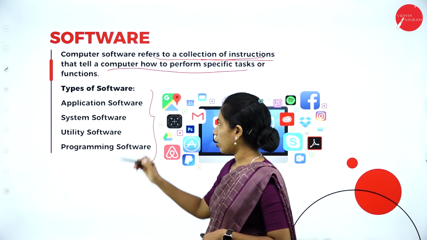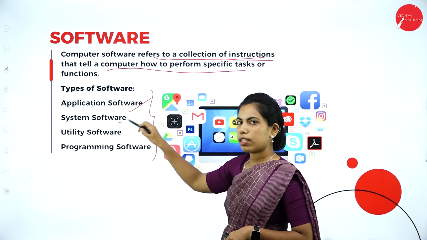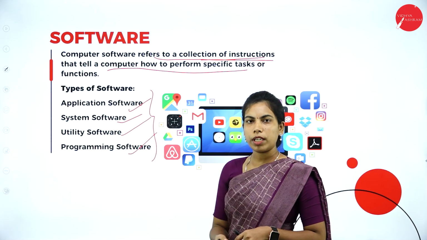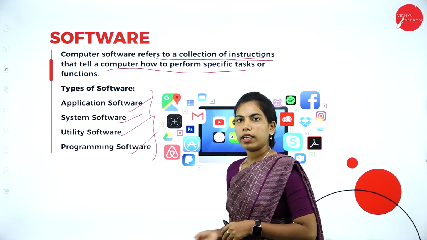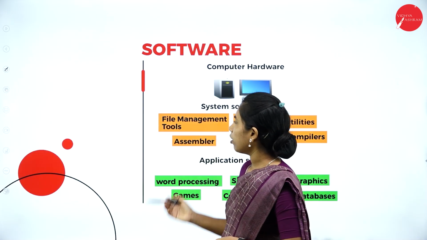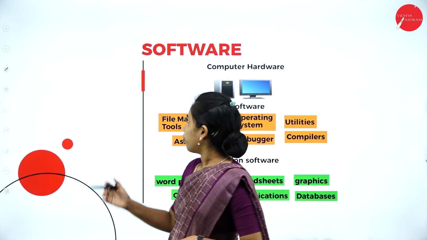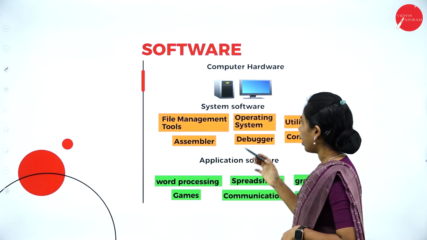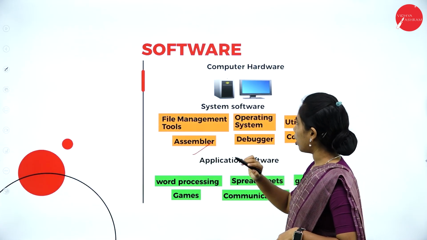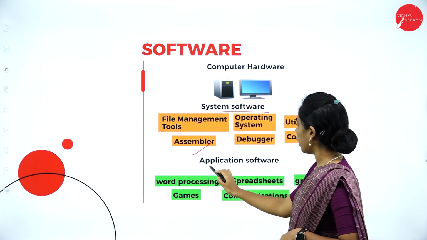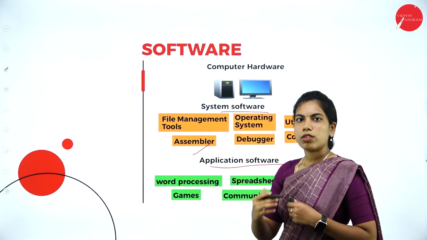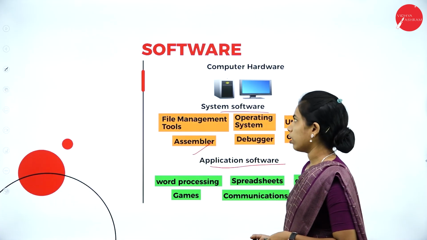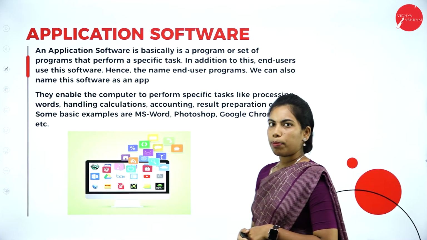The main types of software are application software, system software, utility software and also programming software. So these are all the contents. Let's discuss the first type. Here you can see the visual representation and what are all the contents or examples we can see under the system software and also application software. So let's discuss one by one what we mean by system and application software. The first one is application software.